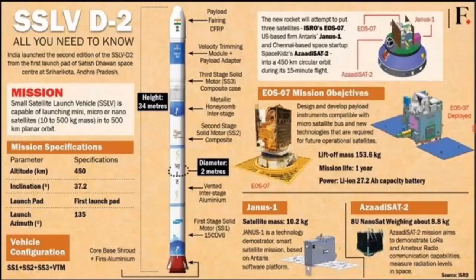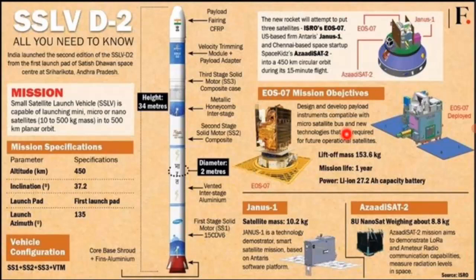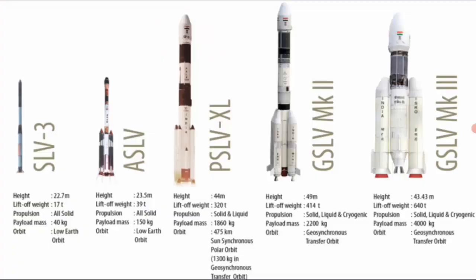Then this is the SSLV-D2. This is all you need to know. You can take a screenshot of it, as I have already told you about Janus-1, AzaadiSAT-2 and the EOS-7 mission. Then these are the structures. This is EOS-7, this is Janus-1, and this is AzaadiSAT-2. Then here is the SSLV-D2. Diameter is just 2 meters, height is 34 meters, and there are other configurations. You can also try to remember them.